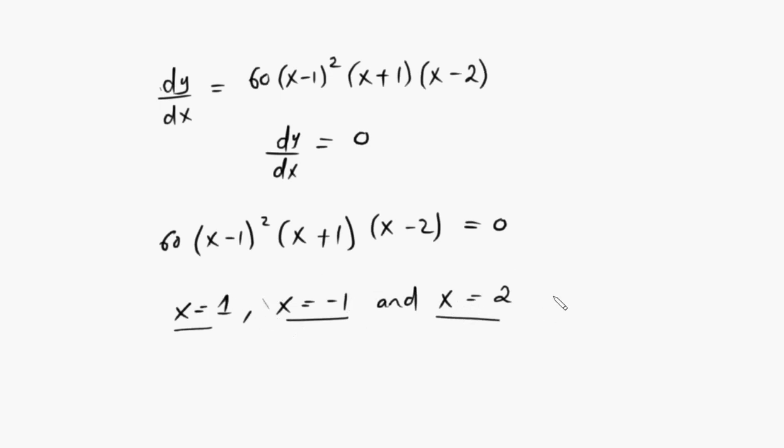Now I want to determine, so these are my turning points, okay? These are TPs, turning points. I want to determine which one is maximum and which one is minimum. So let's start with x is equal to negative 1. So I mean dy/dx is 60, okay? So we have (x minus 1) squared, we have (x plus 1), and then we have (x minus 2), like this now. So tuanze na x is equal to negative 1.